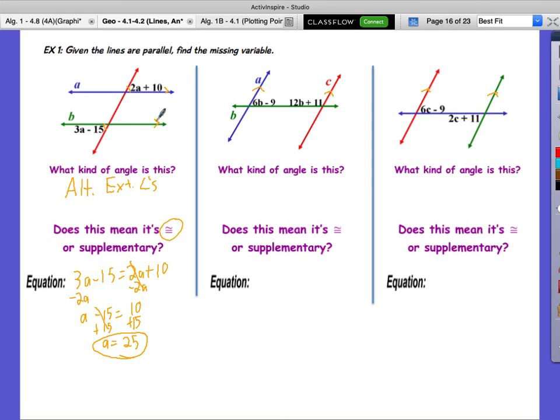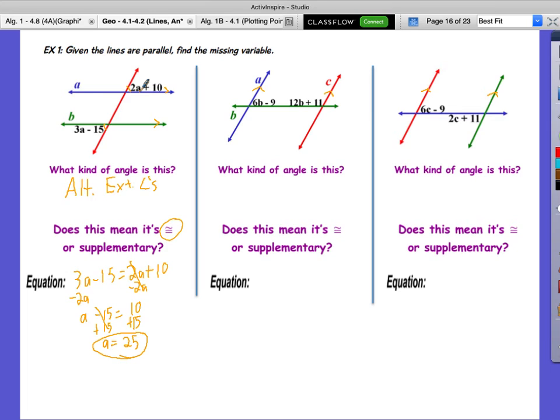We could also go back in and check it because if we plug it into these two angles, what should they end up being? Not 180, but, oh my gosh, I keep saying that. I know it's not that. What should they end up being? If the angles are congruent, what should they be? Equal to each other. If we plug them back in, they should be equal to each other.